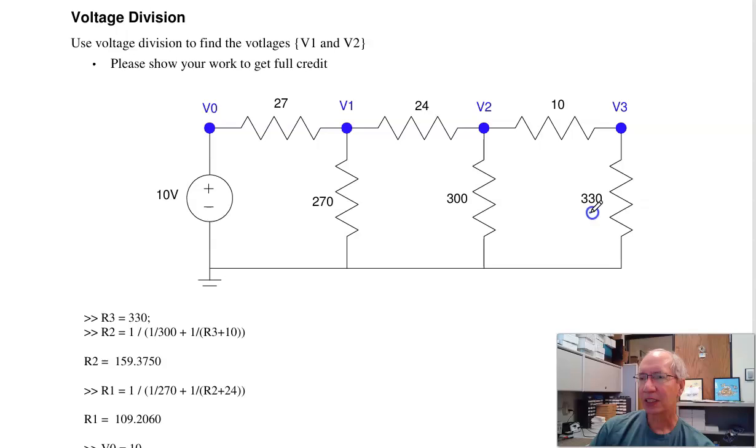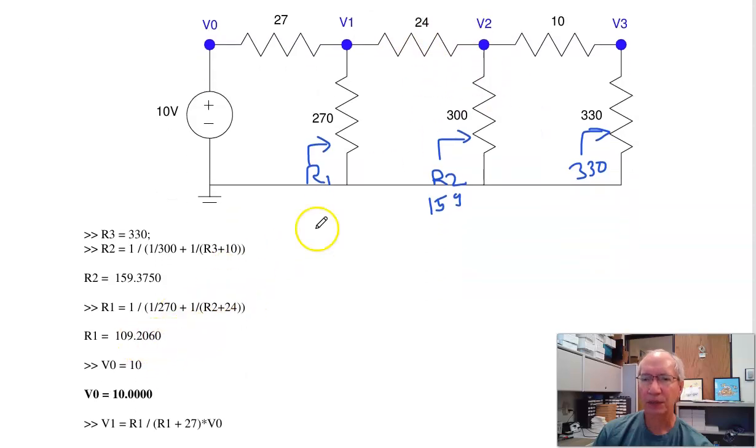So the trick is to find the resistance looking right. Here, kind of clearly, that's 330 ohms. This resistance looking right, call that R2, is 430 in parallel with 300, gives you 159 ohms. And this resistance looking right, call that R1, that's 270 in parallel with all this, gives you 109 ohms.